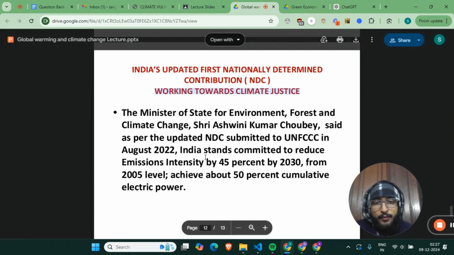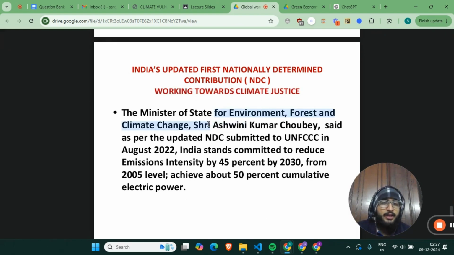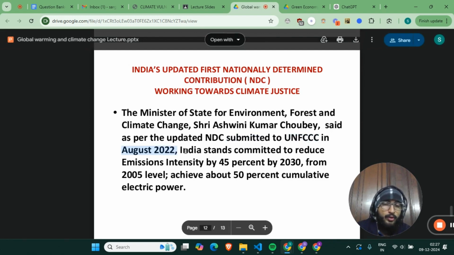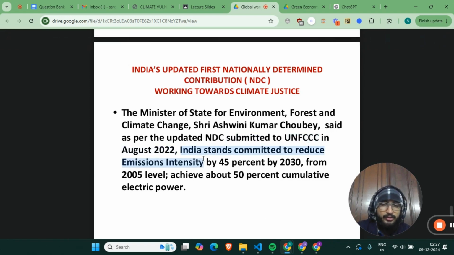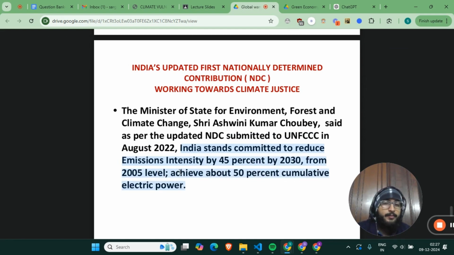The Minister of State for Environment, Forest and Climate Change, Shri Ashwini Kumar Chaubey, said, as per the updated NDC, nationally determined contribution, submitted to UNFCCC in August 2022, India stands committed to reduce emissions intensity by 45% by 2030 from 2005 level, and achieve about 50% cumulative electric power.